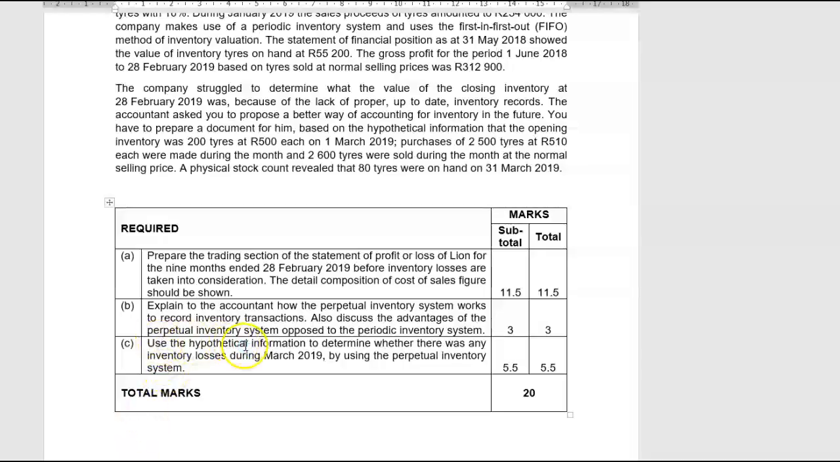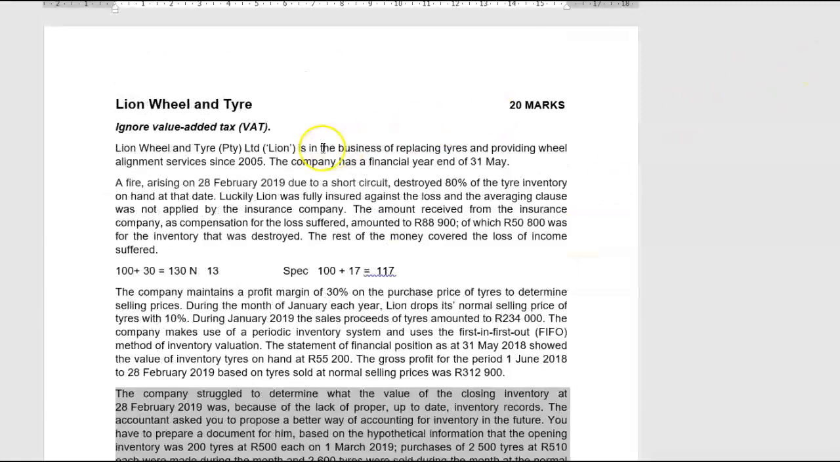Good. Use the hypothetical information, and this is the last paragraph of the question. They say use the hypothetical information to determine whether there were any inventory losses during March 2019 by using the perpetual inventory system. Right at the beginning, they've told us that this entity is using the first in, first out method.